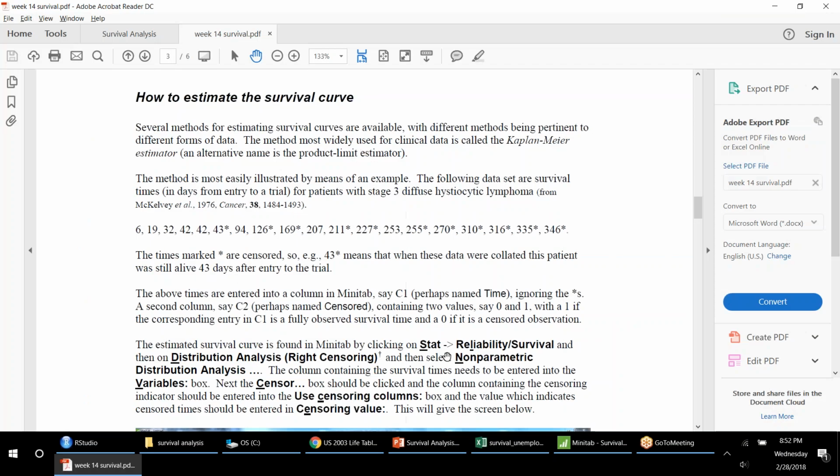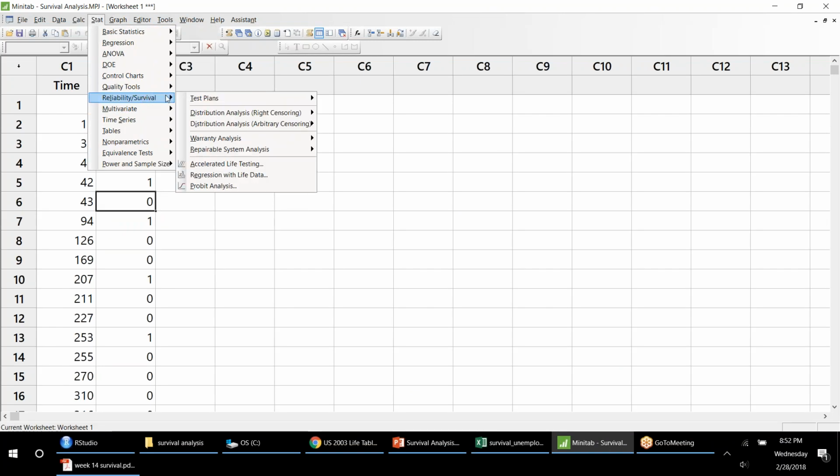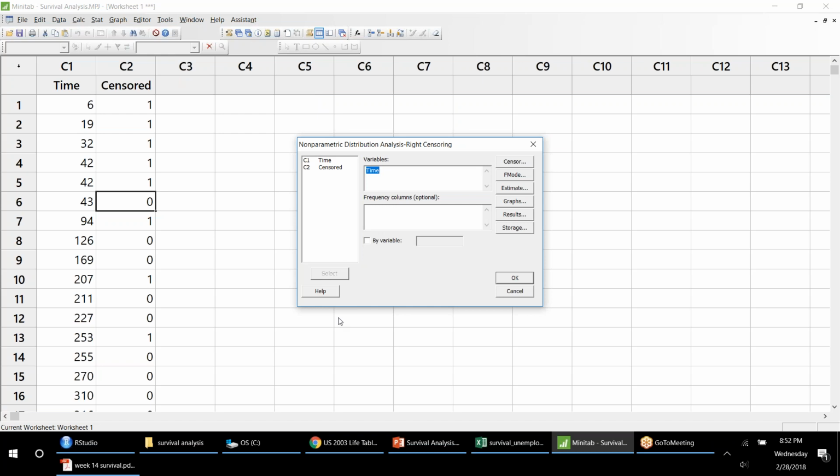Now, in order to do survival analysis, I have to go to this navigation. Let me show you here. Where is it? Yeah, Stat, Reliability/Survival, and then here we are going with Distribution Analysis, Right Censored, Non-parametric Distribution Analysis. So all the tests that we are looking into are non-parametric tests.